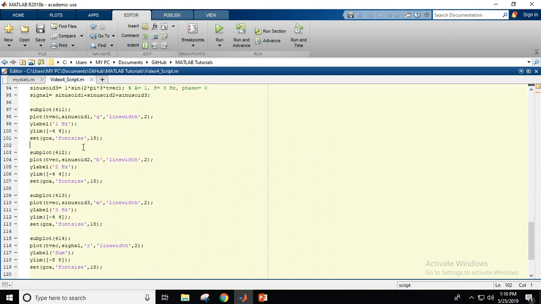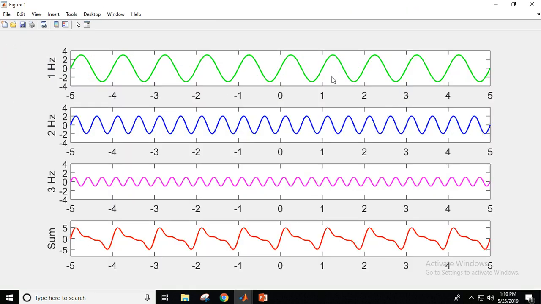I've used the regular plotting functions to plot the sinusoids. If we run this, we have something like this. This is the 1 Hertz component, this is the 2 Hertz component, and this is the 3 Hertz component. The amplitudes are also decreasing, and if you sum them, you end up with a periodic signal. And this is the sum of the three sinusoids.